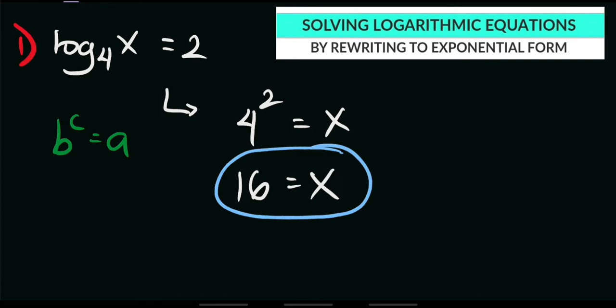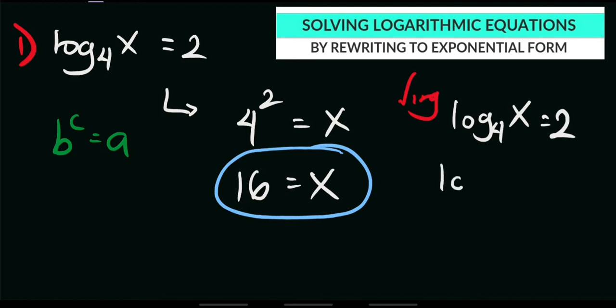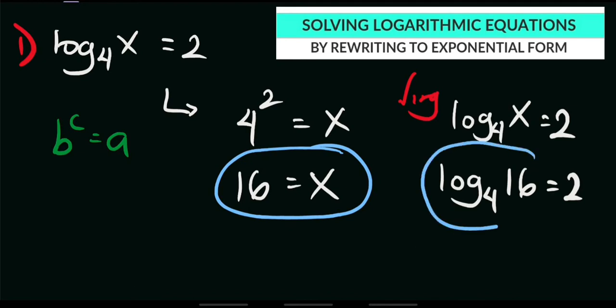If you want to double check your answer, for our checking, just substitute the value of our answer into our original expression. We have the logarithm of x with the base of 4 equal to 2. Let's plug in the value of 16 as the value for x. That gives us logarithm of 16 with the base of 4, and that is equal to 2. If you use your calculator, the value of logarithm of 16 with the base of 4 is obviously equal to 2.